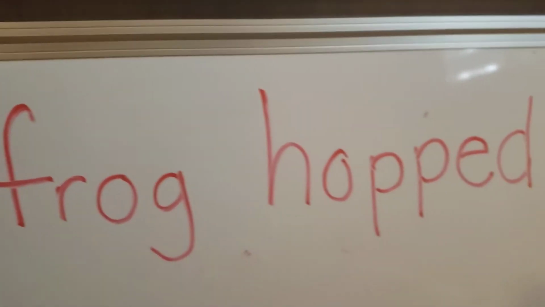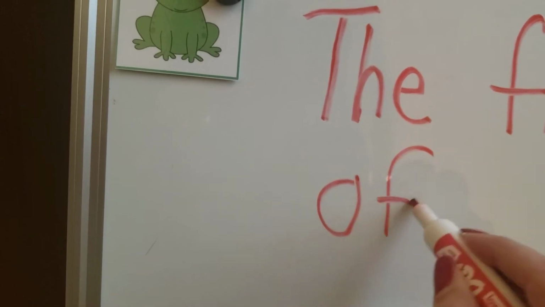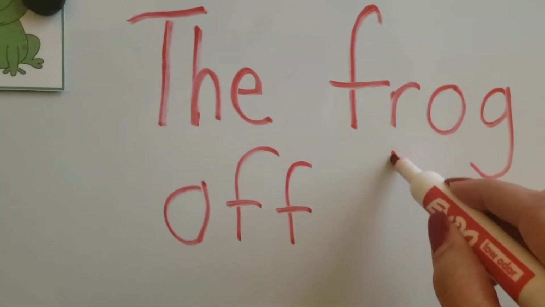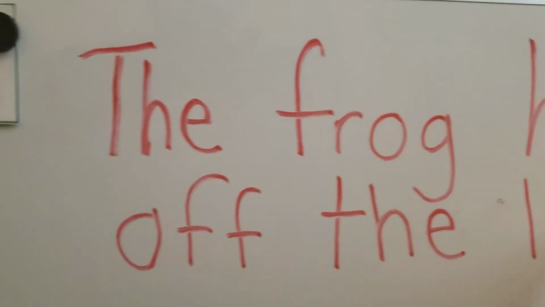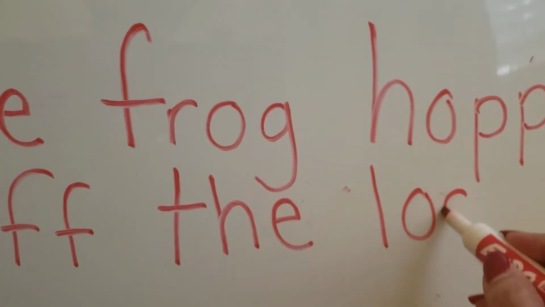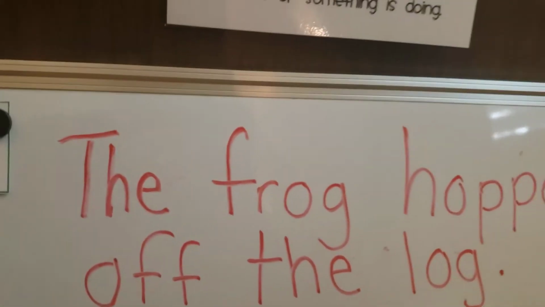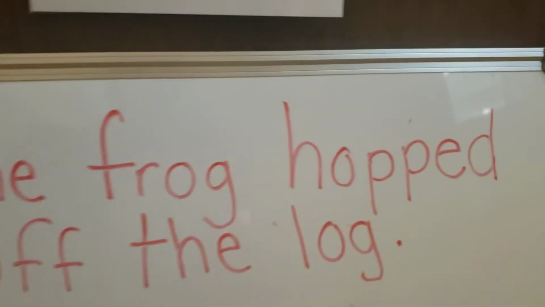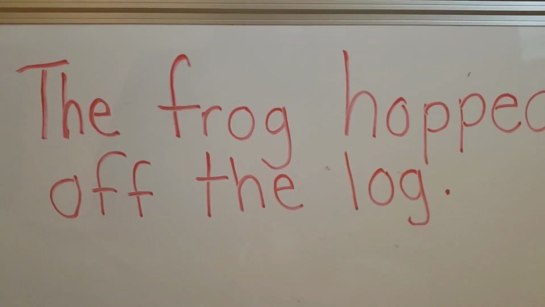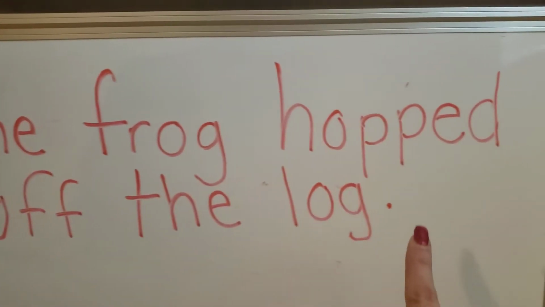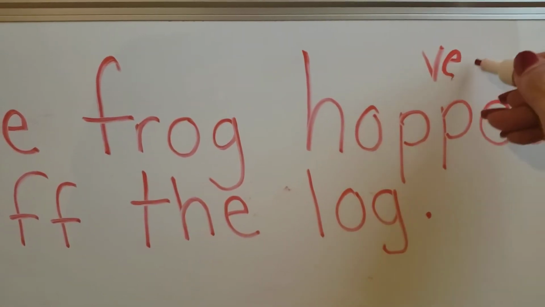The frog hopped off the log. Okay, I'm going to put my period. All right, there's our sentence. The frog hopped off the log. What did our frog do? Hopped. That's our verb. Here's our verb right here, hopped.